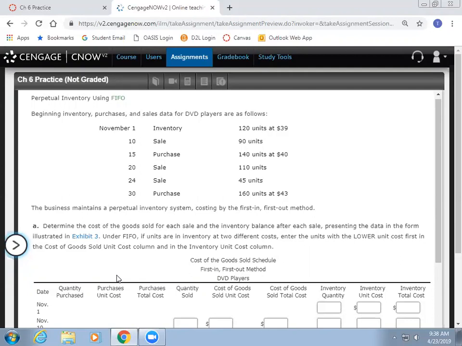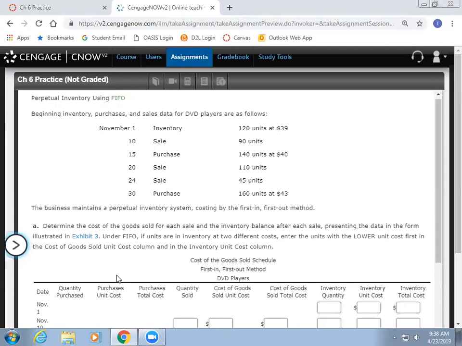In this one, they give us November transactions. We have beginning inventory of 120 units at $39. That's the cost. On the 10th, we make a sale. On the 15th, we make an additional purchase at a different cost. The 20th and 24th are sales, and then the 30th is another purchase. Again, we're doing a perpetual inventory system, which means we update inventory and cost of goods sold with every purchase.